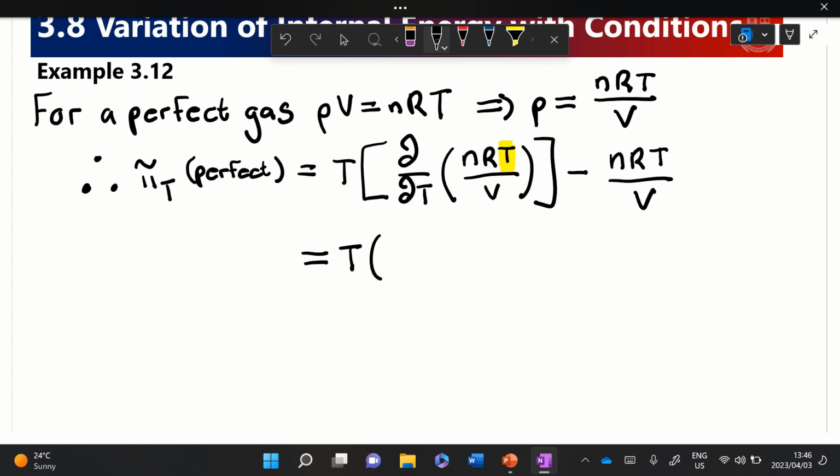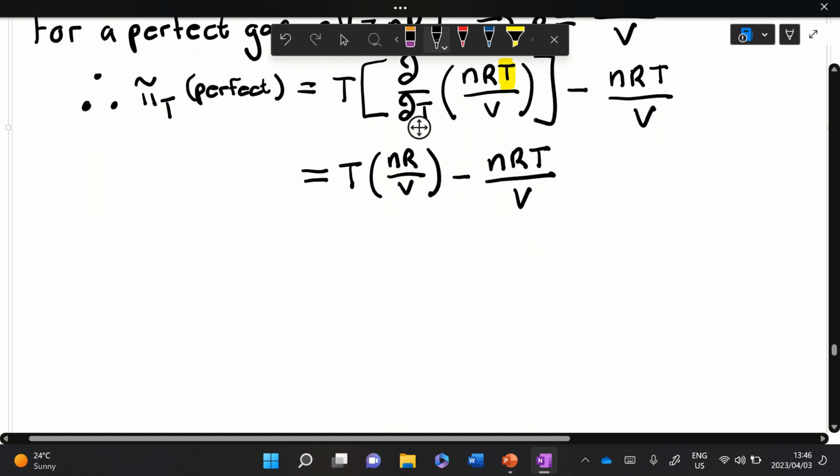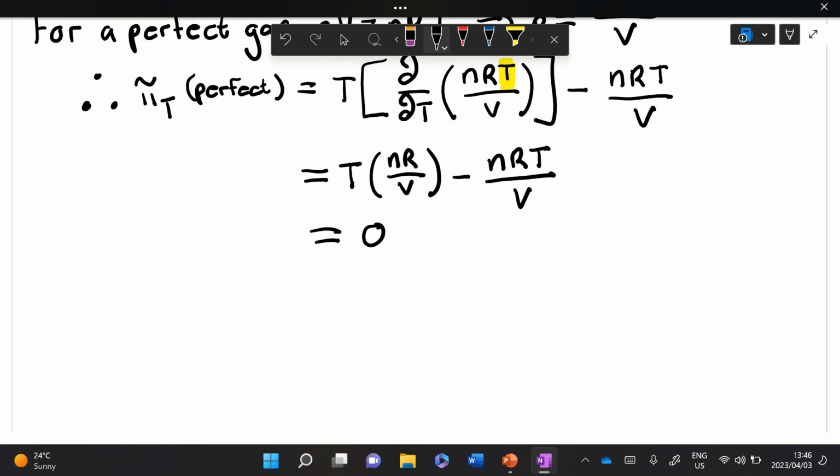So minus nRT over V. And then you see these two things are the same thing. So that gives us 0. So that's a check, because at the beginning we were asked to prove that the internal pressure for an ideal gas is 0. Right.